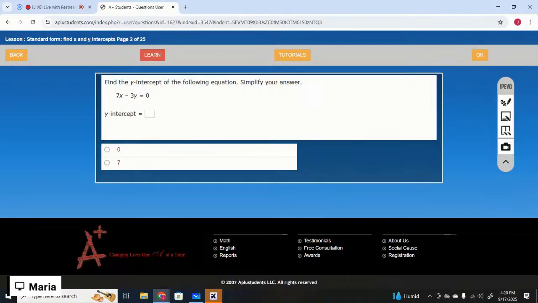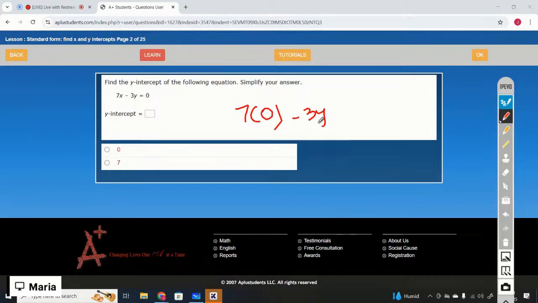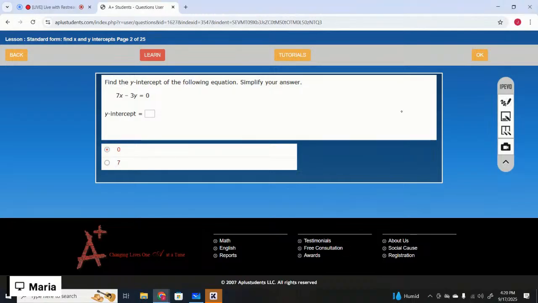Find the y-intercept of the following equation. So for the y-intercept, we need to put x equals 0, right? So that is 7 times 0 minus 3y equals 0. So y equals 0. Option number 1 is the correct option.